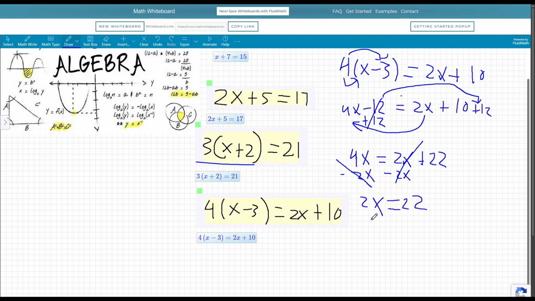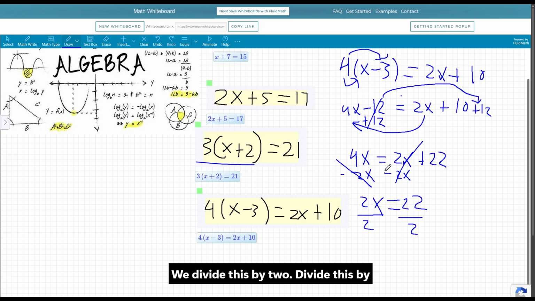So now, we divide this by 2, divide this by 2, we find that x equals 11. And there you go. If you can solve this question on your own, then you have mastered the first part of algebra, which I also think is the most important part.